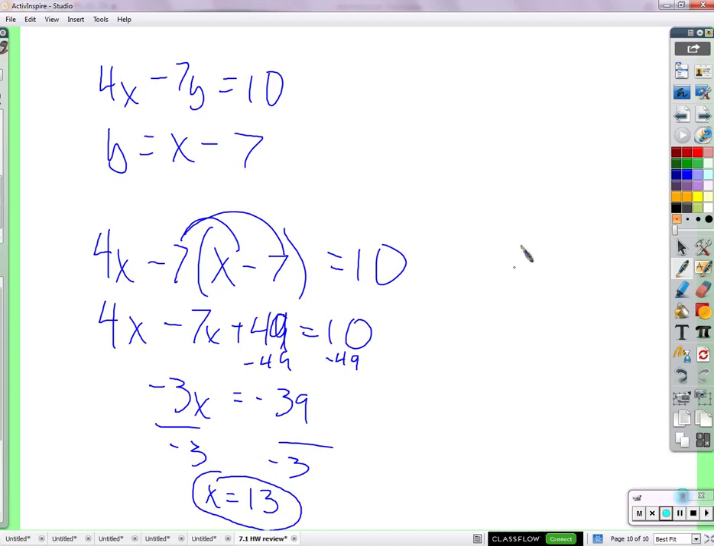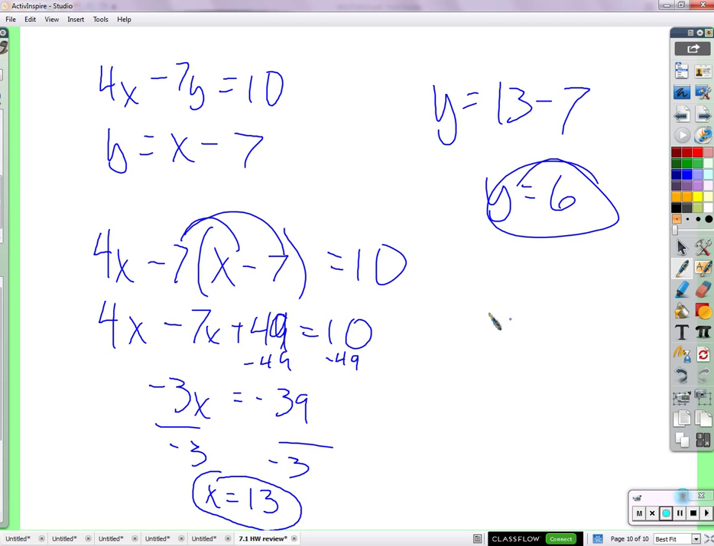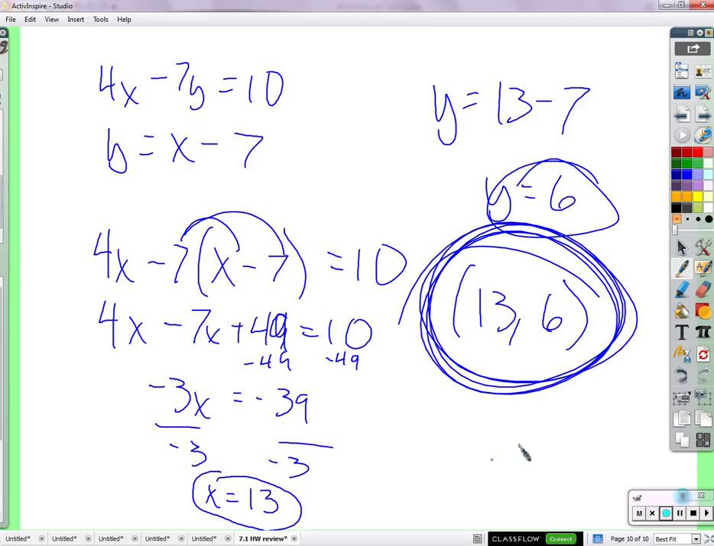That's right. Now that x is 13, I can use it to figure out what y is, right? Because y is x minus 7. Y is 13, which is what x is, minus 7. Y is equal to 6. So what's the solution to the system? 13 for x, 6 for y, that's the solution to the system.